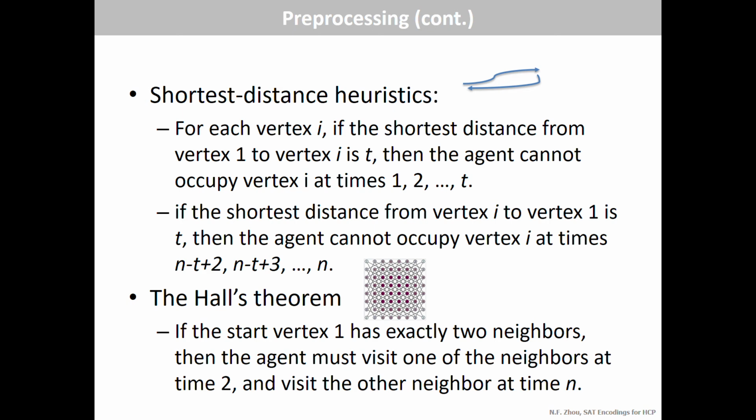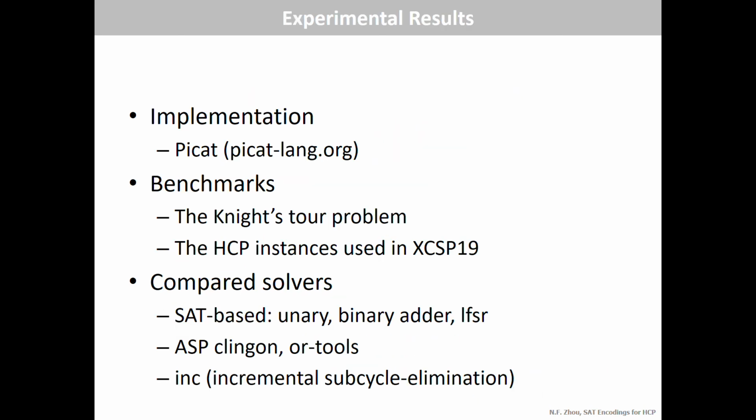There is another technique which is similar to the host theorem. If the start vertex 1 has exactly 2 neighbors, then the agent must visit one of the neighbors at time 2 and visit the other neighbor at time n. The nice tool problem falls into this case if the start vertex is one of the corners.